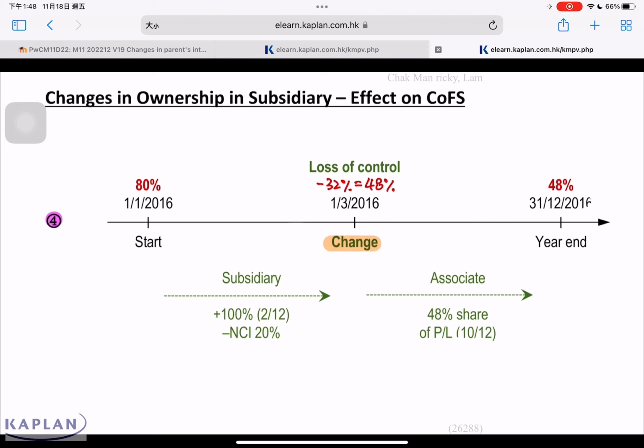On this day of change, we have to do a deconsolidation. We have to consider a step. You must calculate the gain or loss of the 80%. Although only 32% is sold, when there's loss of control, you must calculate the gain or loss of the entire 80%.